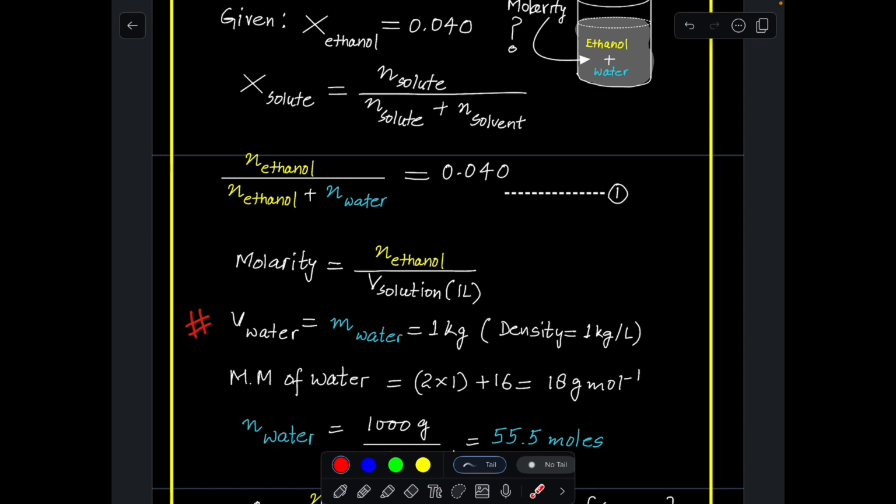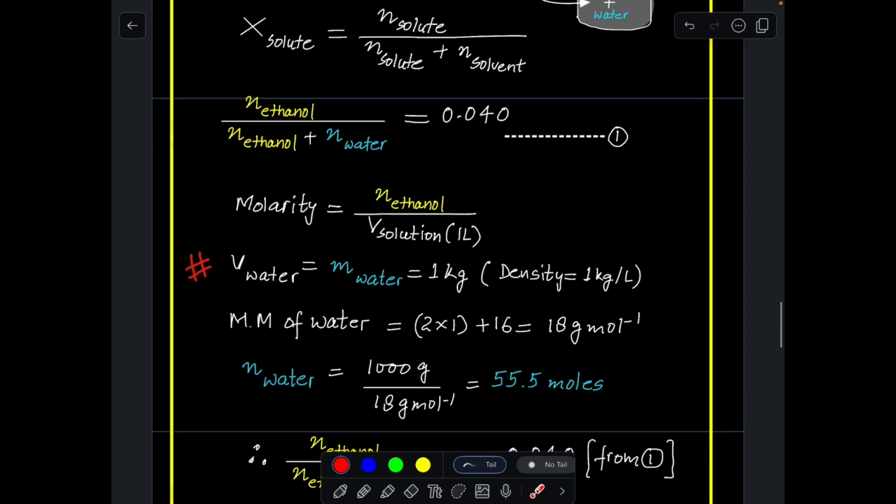So here we will do the very first approximation. Here, since we have to find out number of moles of water, therefore we need mass of water. So therefore volume of water is taken approximately equal to the mass of water, which is taken as 1 kilogram, because density of water is 1 kilogram per liter. Now molar mass of water is calculated with the help of atomic masses, so it is 18 grams.